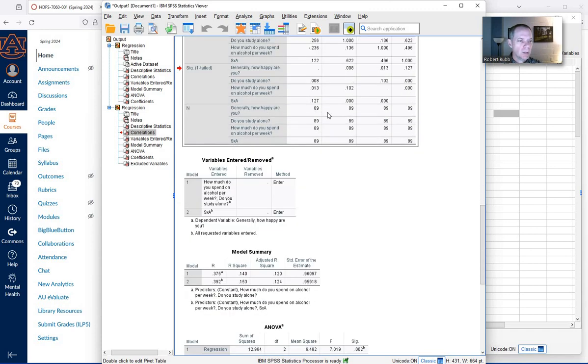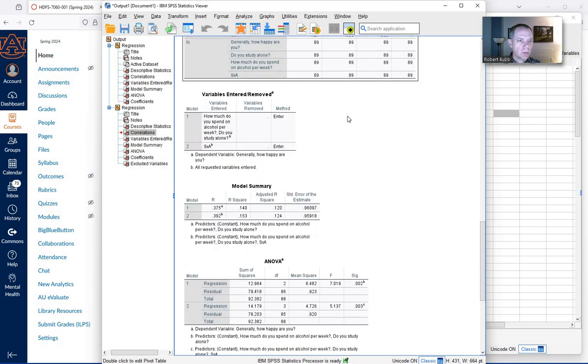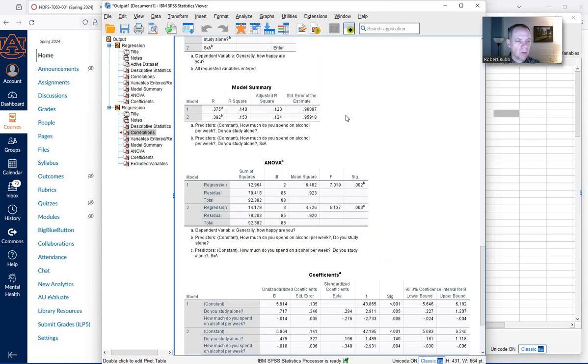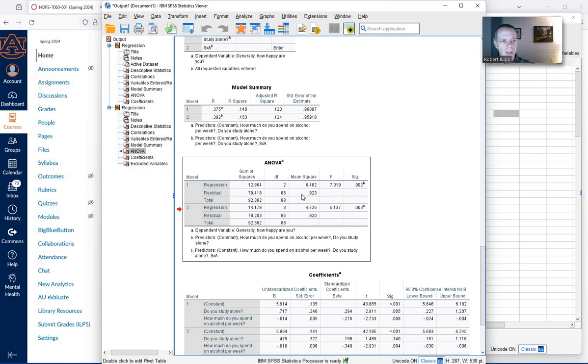Okay, so let's go down. So nothing surprising in that correlation box there. Let's go down to our models. We'll start with the ANOVA box just like we did before. And what we're particularly interested in is that second model. Is it a significant model once we add that interaction term? Remember, the first model here is just the two predictors by themselves.